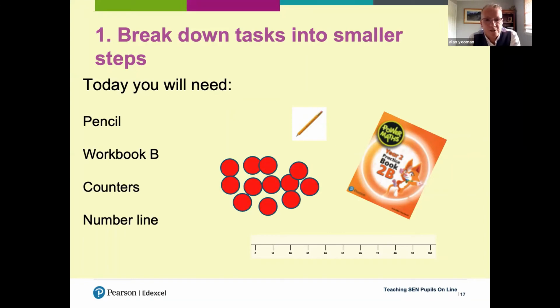Without those things, the children will not be able to complete the lesson. Okay? They've got to have a pencil. We're going to be doing some counting tomorrow, so we've got to have our counters and our number lines and our workbook, because that's the bit they are going to be working in as we go along. Okay? So there's the first step. That's what you're going to need. And I wouldn't even start the lesson until those pupils had those things or something they could use instead of them.